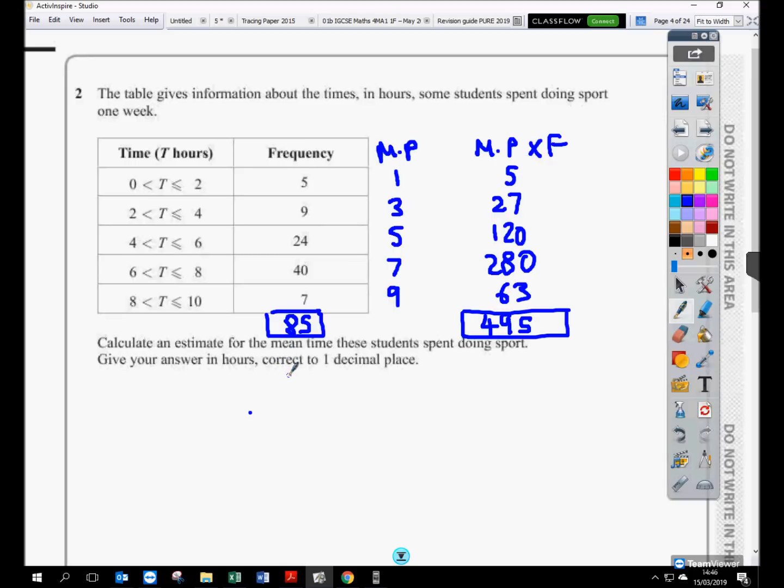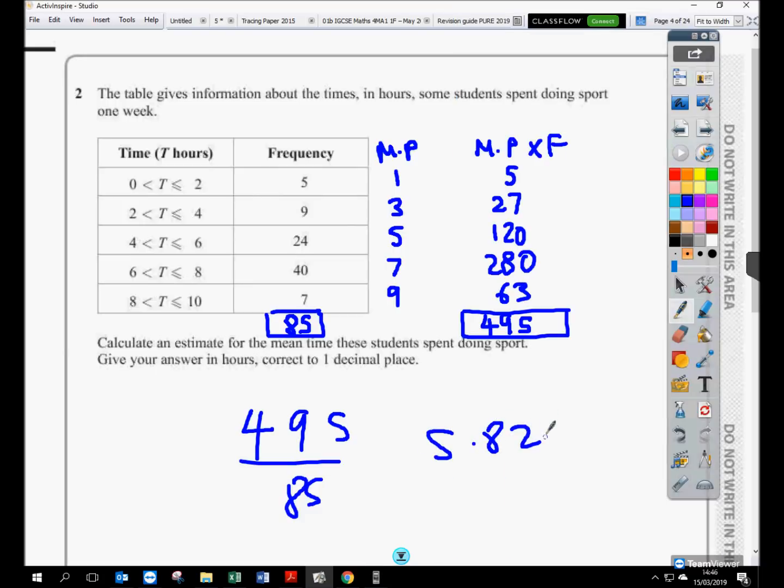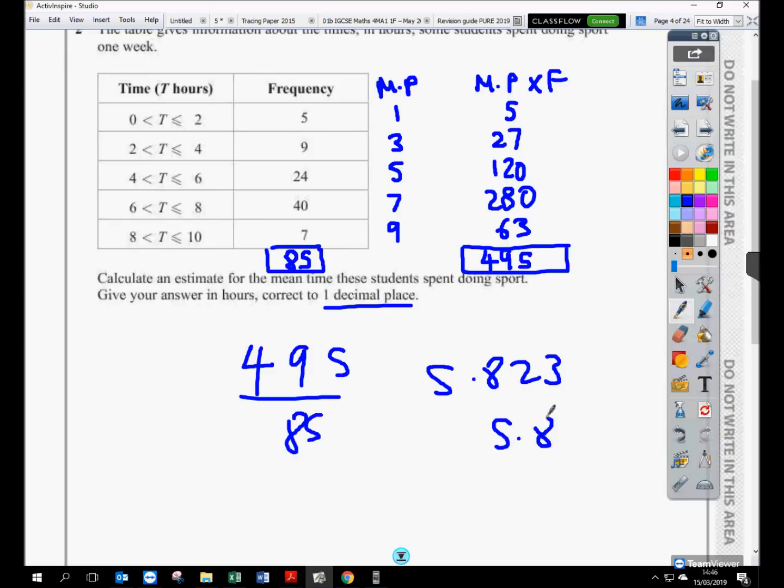Now, it says calculate an estimate for the mean time these students spent doing sport. Give your answer in hours correct to one decimal place. So the time is in hours, so all we need to do is divide it. So we have 495 divided by 85. Type this into the calculator. And the answer is 5.823. Now, it's not very often you round the mean, but it does say to round it to one decimal place. So the answer will be 5.8.